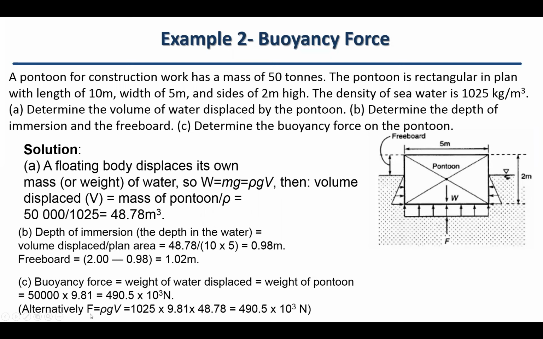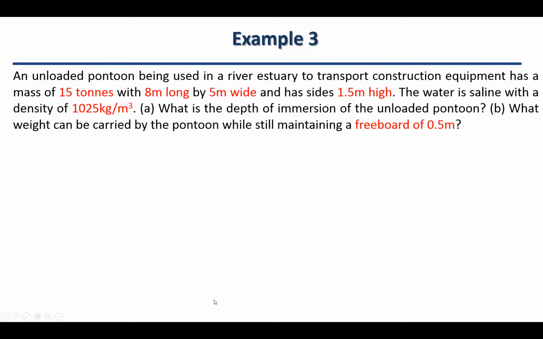Alternatively, you can use the original formula of the buoyancy, F equals rho gV, where rho is 1025, g is 9.81, and V is the volume of the water displaced, which is given here as 48.78. The result is the same, 490.5 thousand newtons, or kilonewtons. Let's look at another example, example 3.